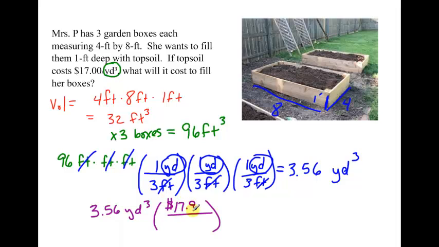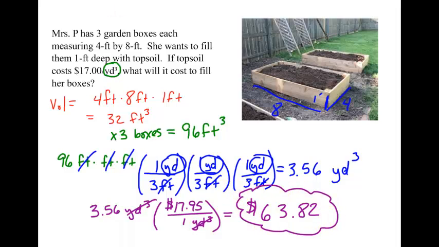$17.95. Look at this conversion factor for 1 cubic yard. The yards go out, and dollars is what I've got. What's it going to cost me? $63.82 if they forgive that extra decimal part. So there we go. I'm going to get my garden going.